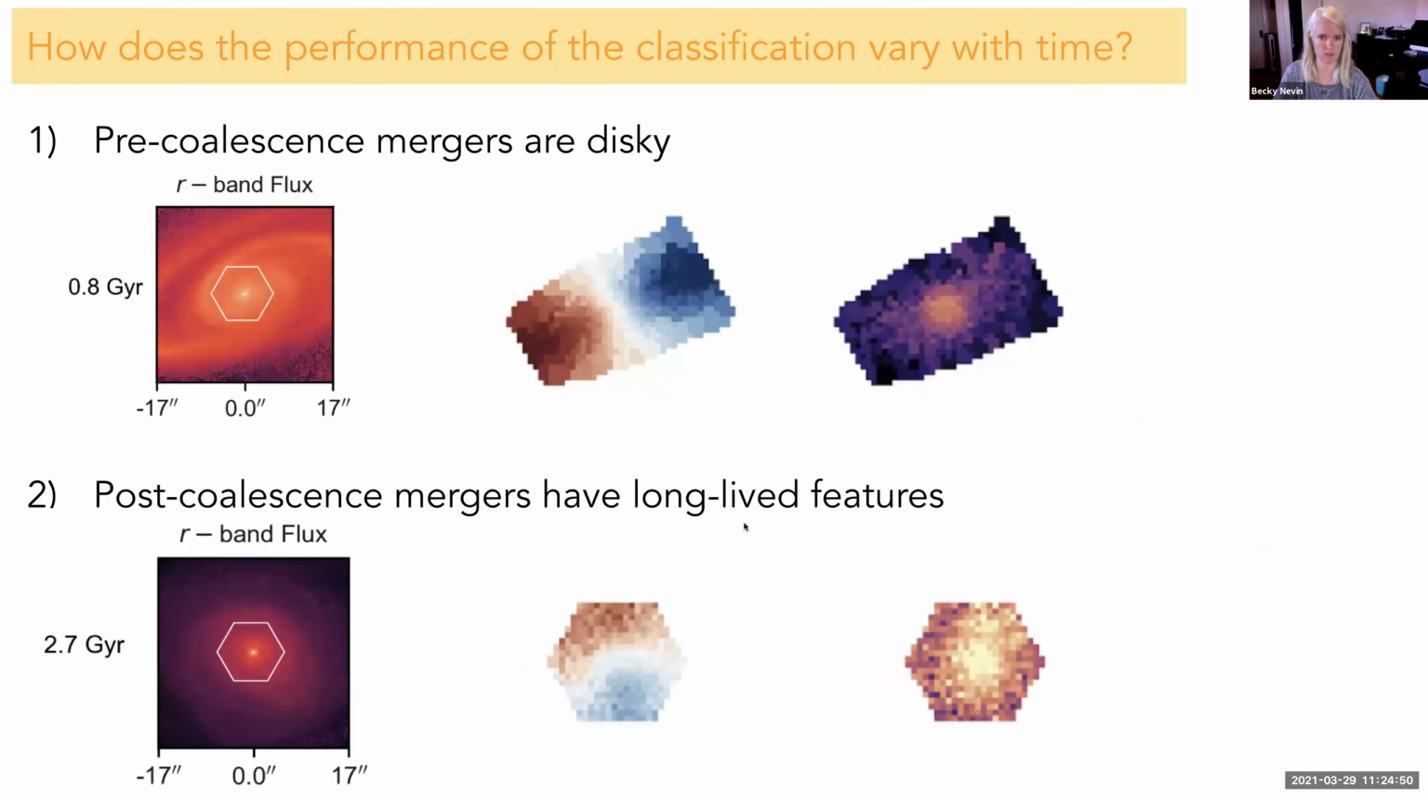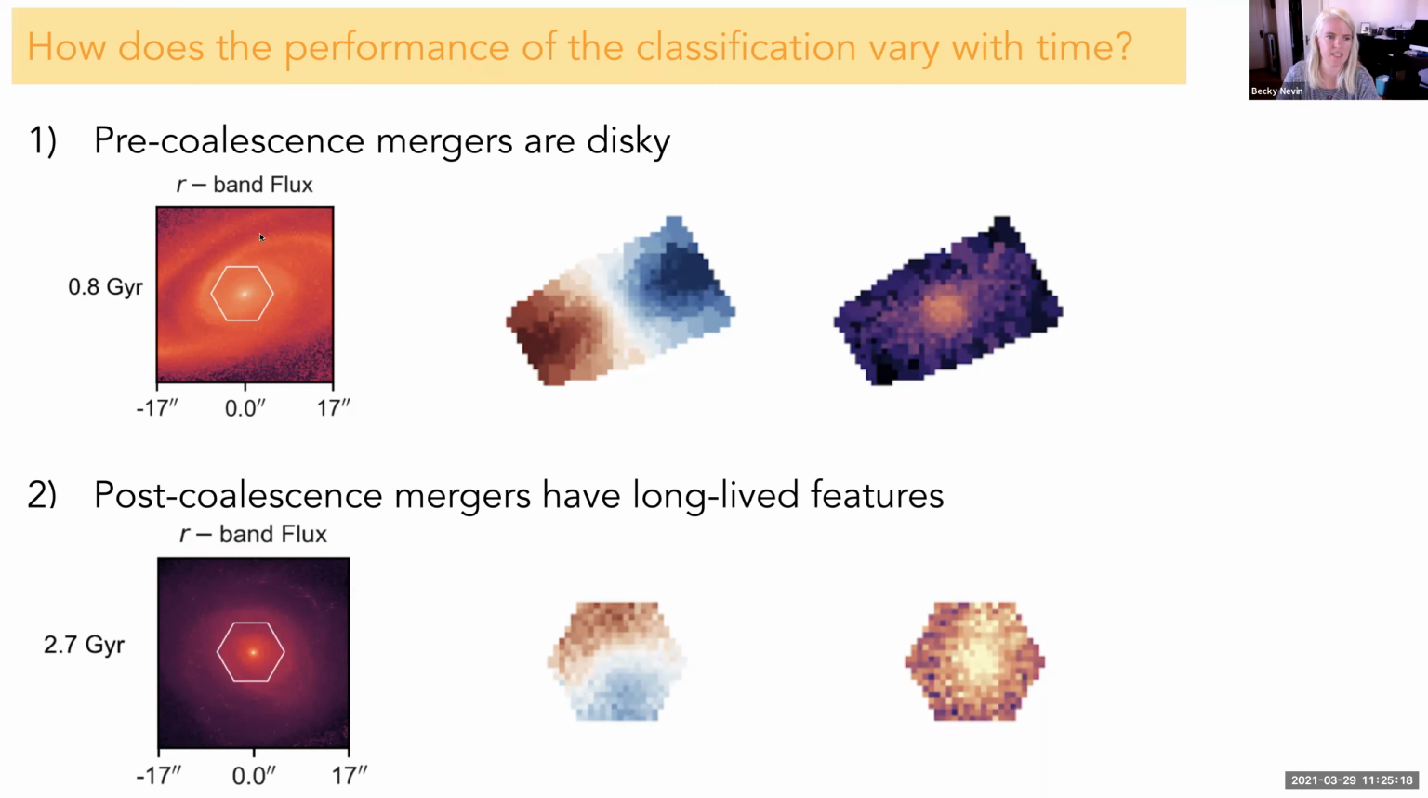Okay. I think a main takeaway from this technique is that you can look at how the classification varies with time. And then 2 main takeaways here are that the pre-coalescence mergers are very disky, both by eye, as we saw, and according to the classification. So I showed you an example of where the LDA was correct. It was able to correctly identify this as merging. But in a lot of cases, it misses these early stage mergers.